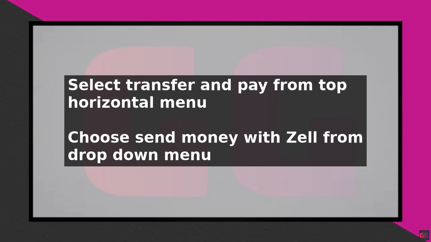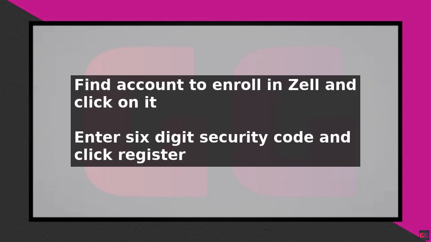From here, you can view information about your cash and credit accounts. Select Transfer and Pay from the top horizontal menu, and then choose Send Money with Zelle from the drop-down menu. On the Send Money with Zelle page, click on Manage Payment Profiles. Find the account you want to enroll in Zelle and click on it.